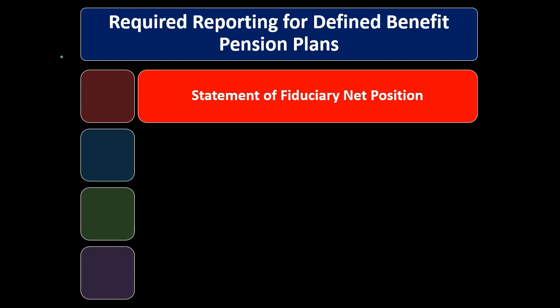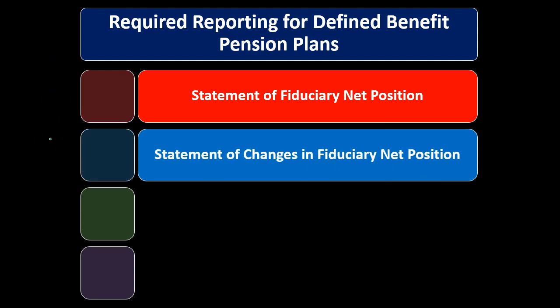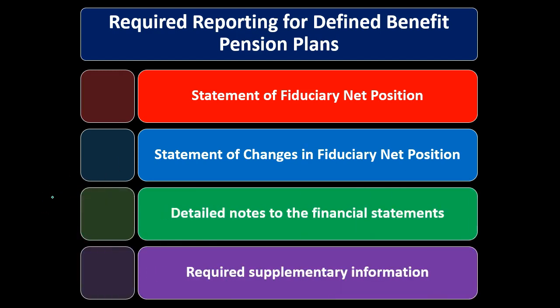So the required reporting for a defined benefit pension plan: statement of fiduciary net position and statement of changes in fiduciary net position. The statement of fiduciary net position is going to be similar to the balance sheet type of account, where you're at a specific point in time. The statement of changes in fiduciary net position is going to be the changes over time, so more like an income statement, a timing type of account. Then detailed notes to the financial statements and required supplementary information.